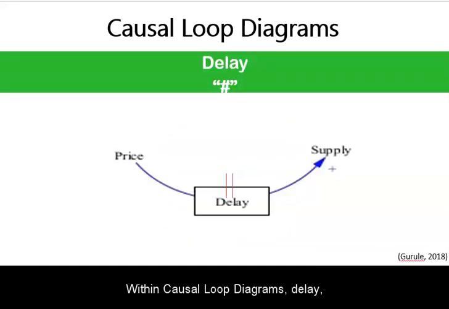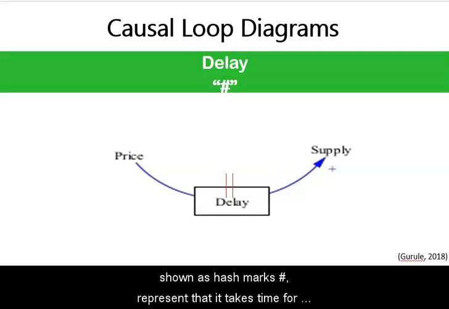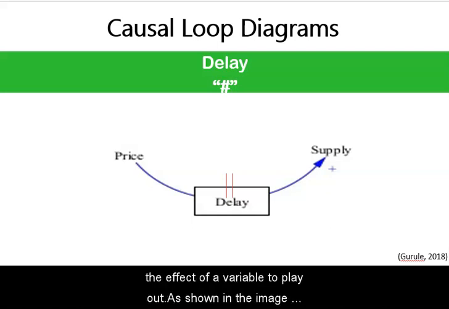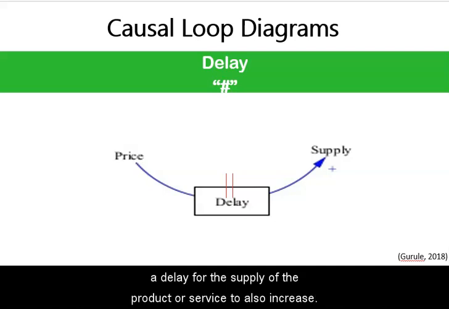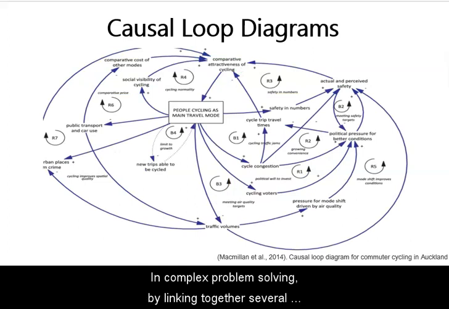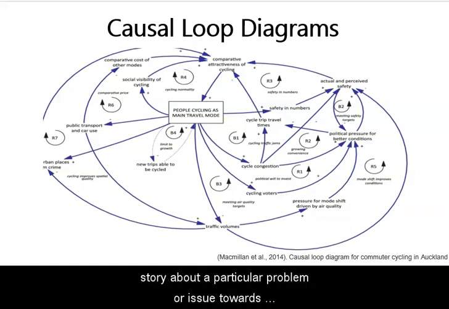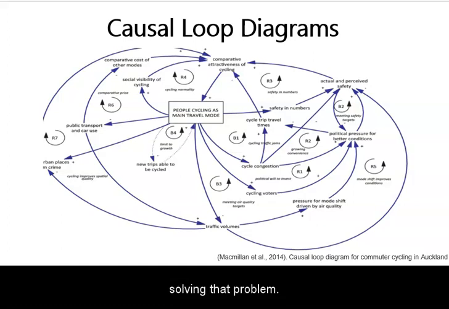Within causal loop diagrams, delay, shown as hash marks, represents that it takes time for the effect of a variable to play out. As shown in the image, when price increases, there is a delay for the supply of the product or service to also increase. In complex problem solving, by linking together several loops as shown in causal loop diagrams, you can create a concise story about a particular problem or issue towards solving that problem.